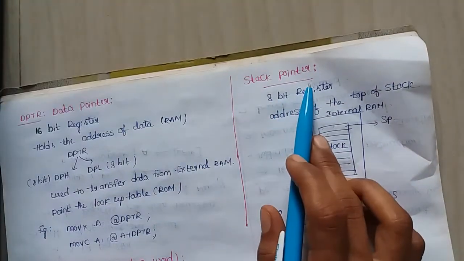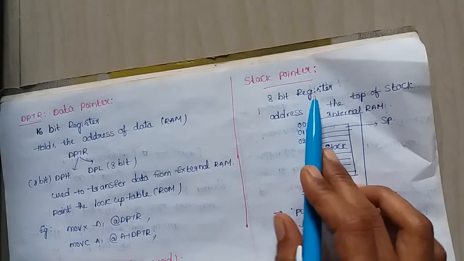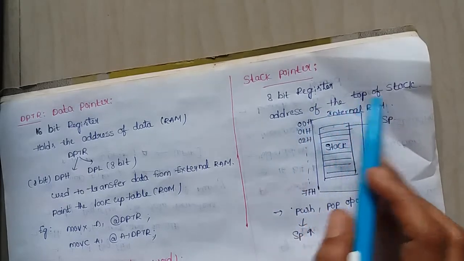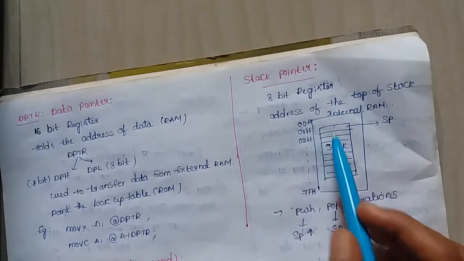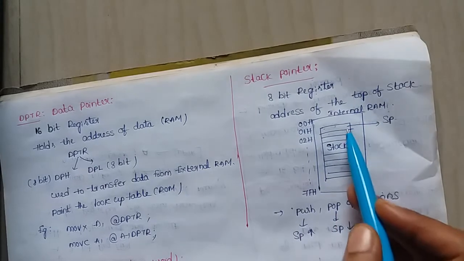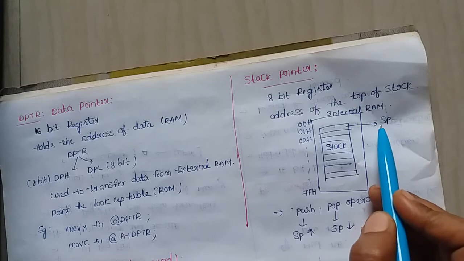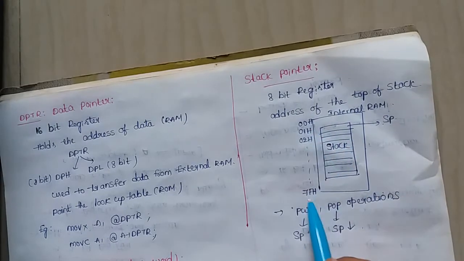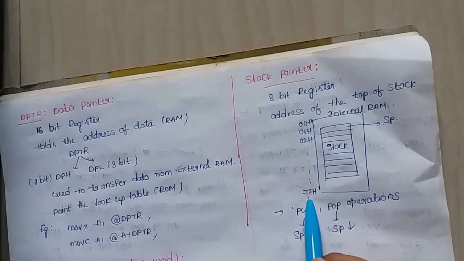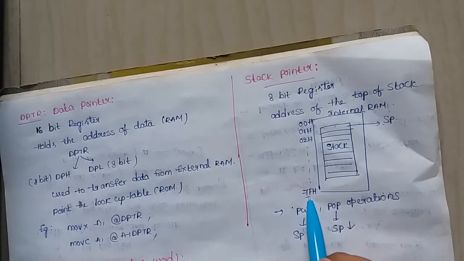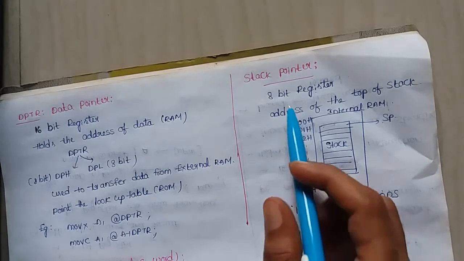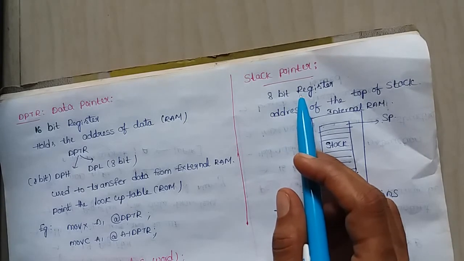Next, coming to the stack pointer. It is an 8-bit register. It contains the address of the top of the stack. Stack is present in the internal RAM. Here, the address of the stack top is saved into the stack pointer, and its range is from 00 to 7Fh. And if you convert into bits, the total bits required to represent its address is 8 bits. So stack pointer is an 8-bit register.